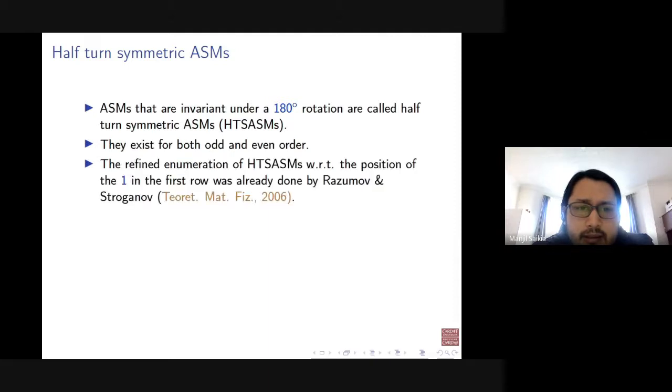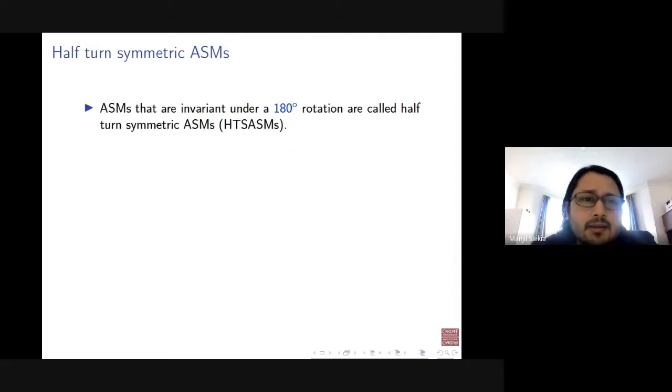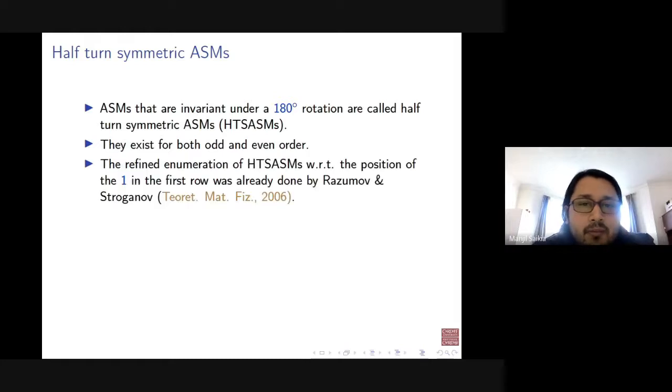Let me just mention one of the new results, which is a bit complicated, so I did not write the full statement, but the essence is the following. Alternating sign matrices that are invariant under 180-degree rotation are called half-turn symmetric ASMs. And they exist for both odd and even order. The refined enumeration for this with respect to the position of the one in the first row was already done by Razumov and Stroganov, and the formulas I showed you 2 or 3 slides back.